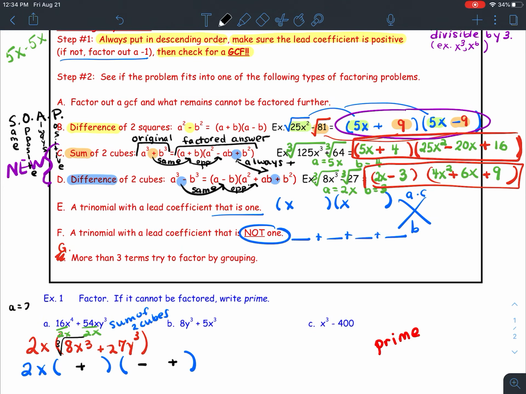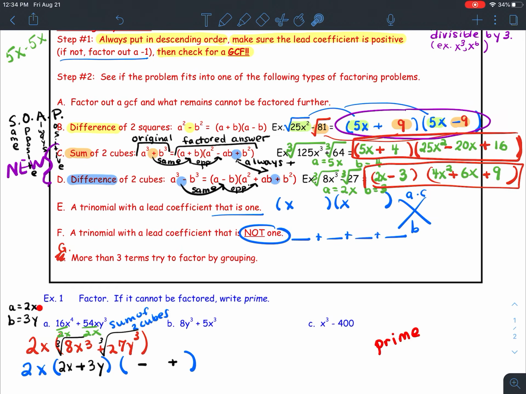Now I'm going to do the cubic root of 8x cubed. I'm going to write that off to the side: my A is 2x. Then the cubic root of 27y cubed would be 3y. I'm going to fill in A goes here, so that's 2x. B goes there, that's 3y.